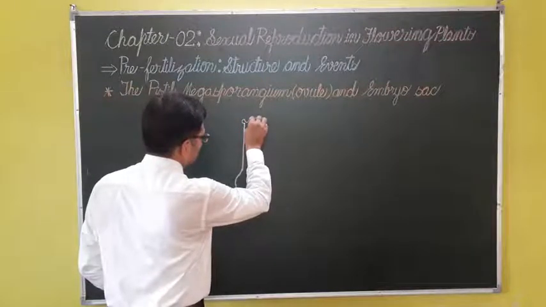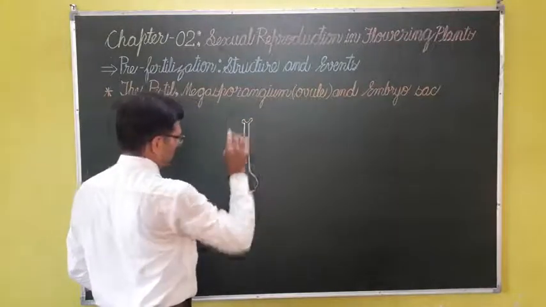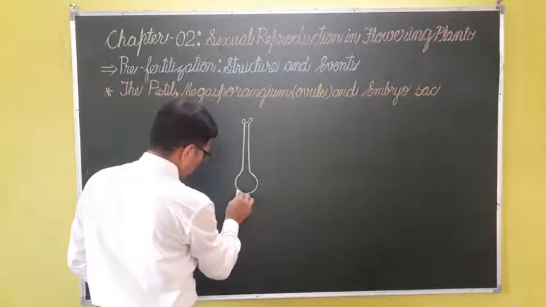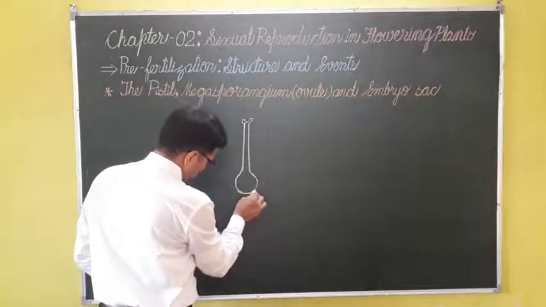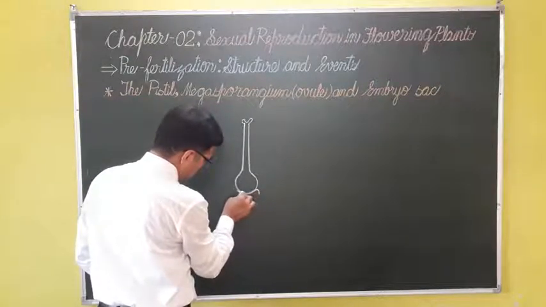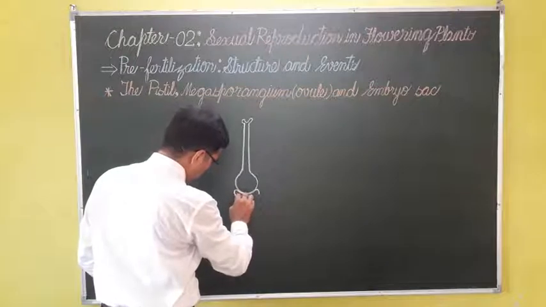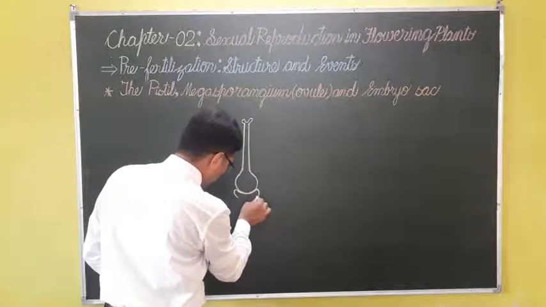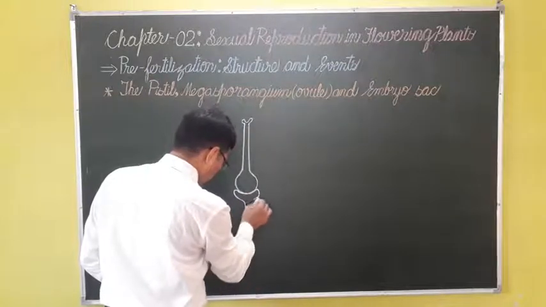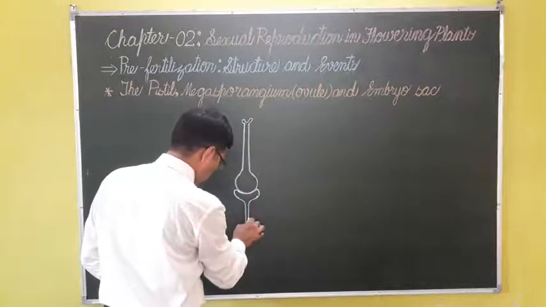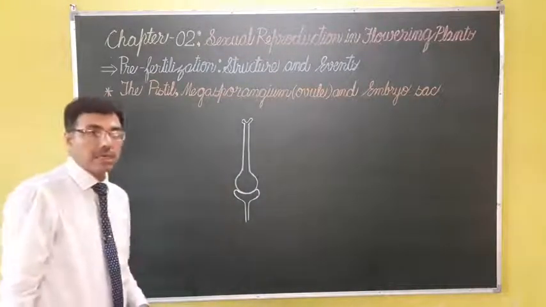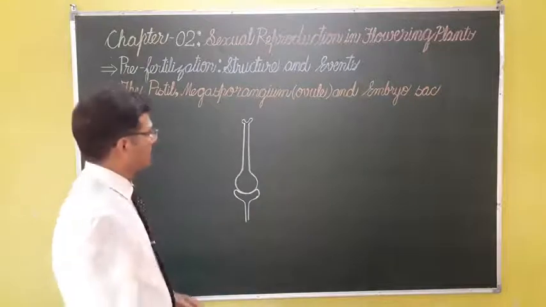Gynoecium is situated at the center of the flower. So it is actually the central whorl. Now, this is the part of the thalamus on which the different whorls of the flower rest. And this is the pedicel. So this is the central whorl of a flower, which is actually the gynoecium, the female sex organ.